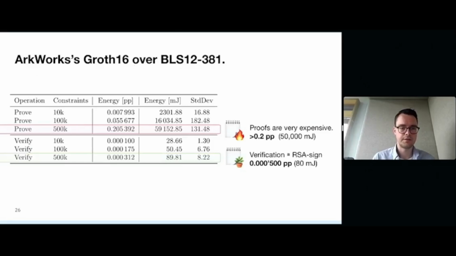This is a bit of the summary table, and what you can see is that when we prove, we are at around 0.2 percentage points for every proof operation of 500,000 constraints. And in practice, that means, well, we can run 500 with a battery charge. So we better don't do those too frequently throughout the day.